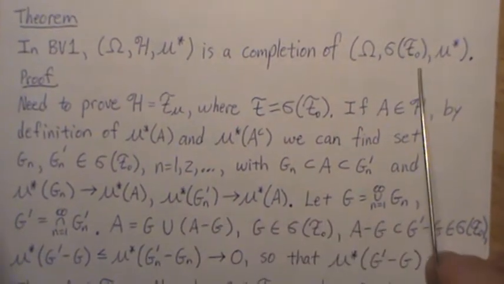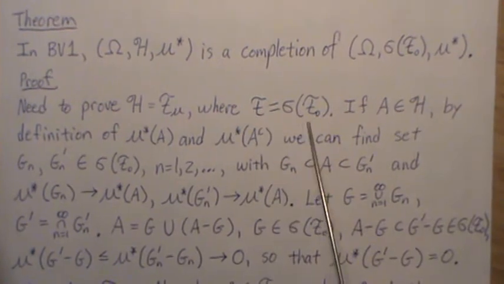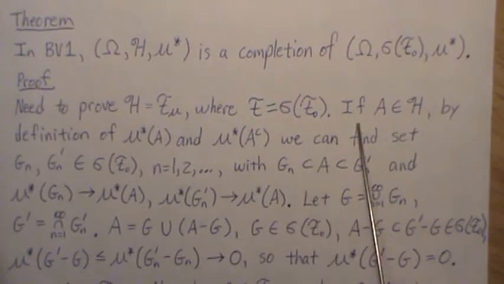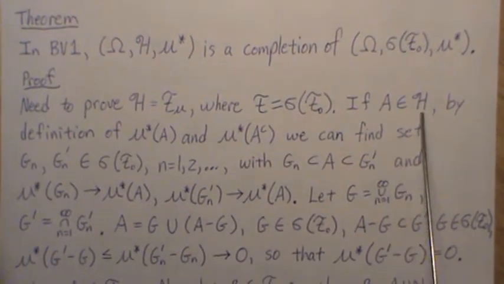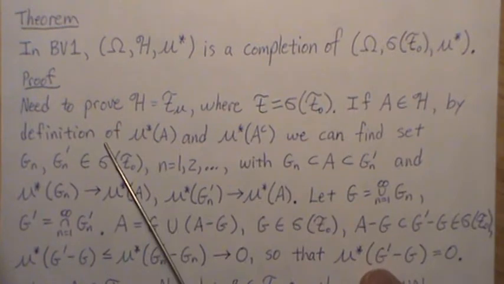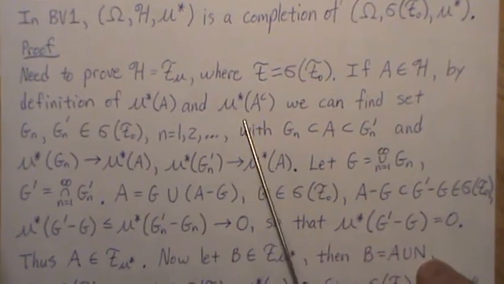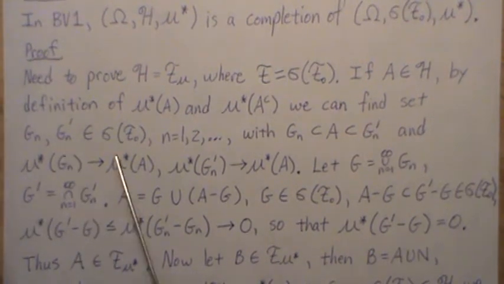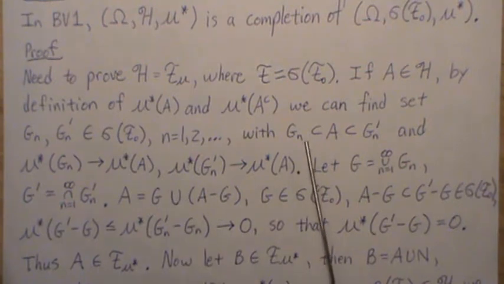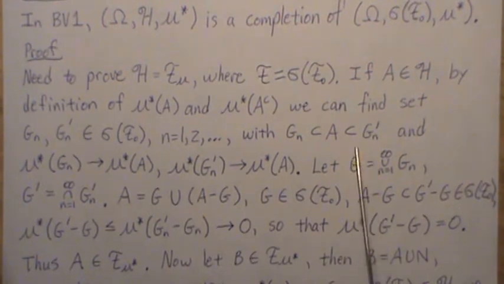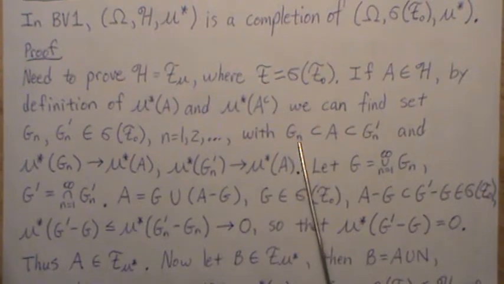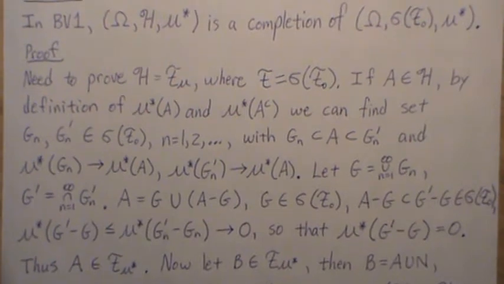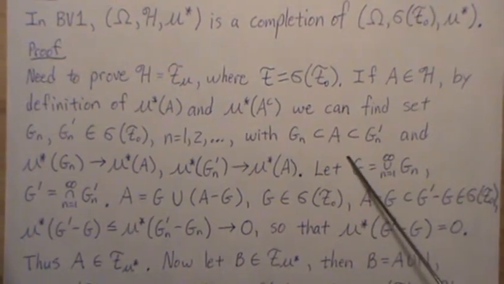So then this would be a completion of that, where F, of course, is the minimum sigma field generated over the field. Now let's let A be an element of H script, and by definition of mu star and mu star complement, we can find sets Gn and Gn prime that live in the sigma field such that Gn is a little bit less than A, Gn prime is a little bit bigger, and A is a subset of this. They close down onto A in the limit.